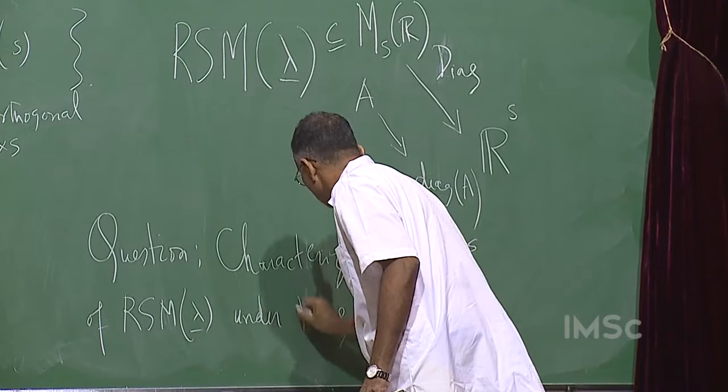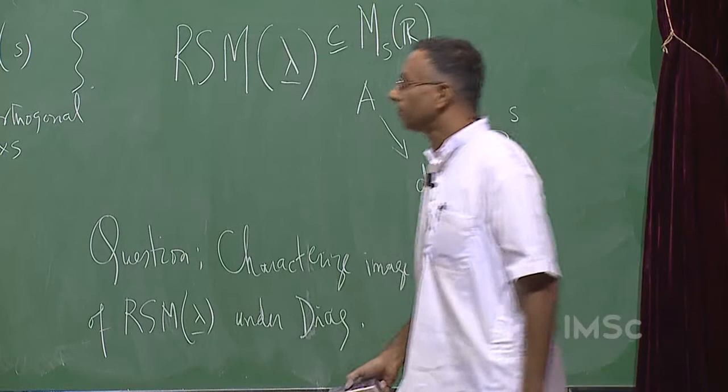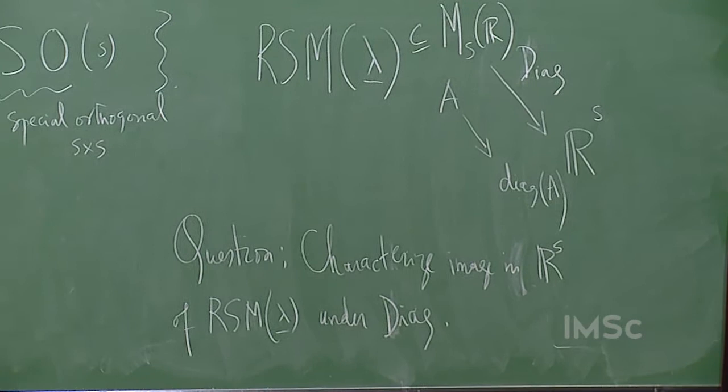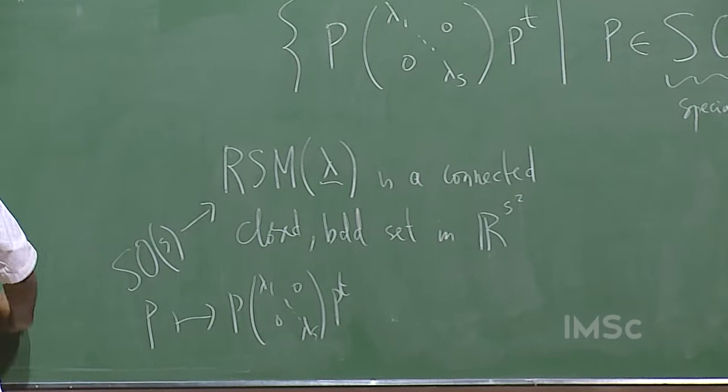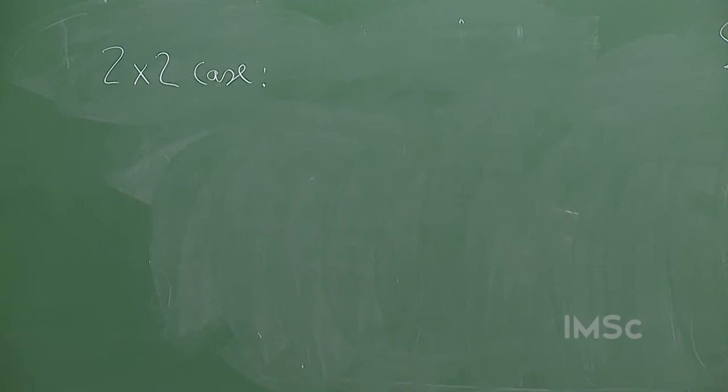Now, let's try to do this again in the 2x2 case. We'll explicitly see this, and I'll tell you the theorem for the general case. Okay, let's do the 2x2 case. So, what does an RSM look like? Well, we have our theorem. It looks like this. Every RSM looks like this.